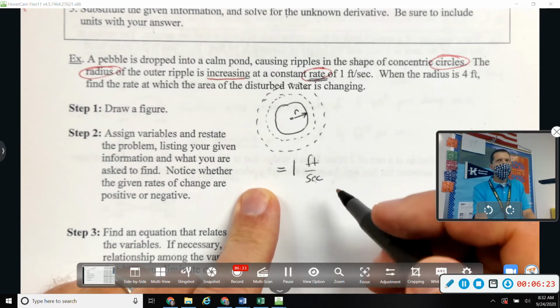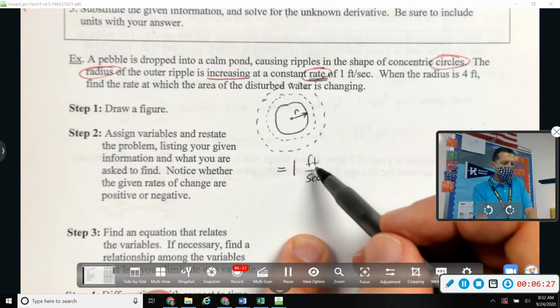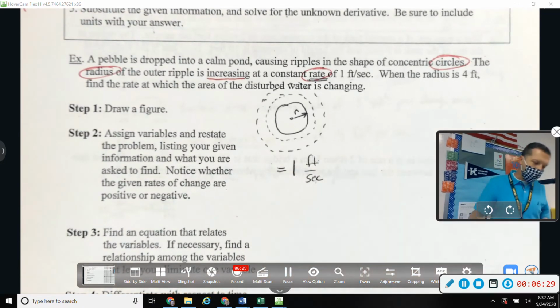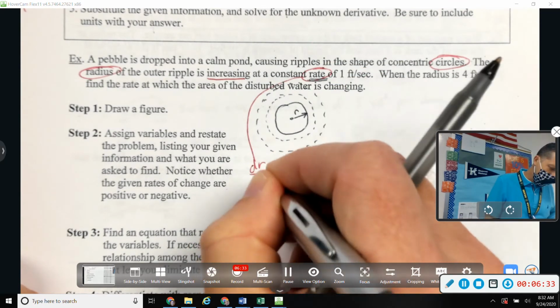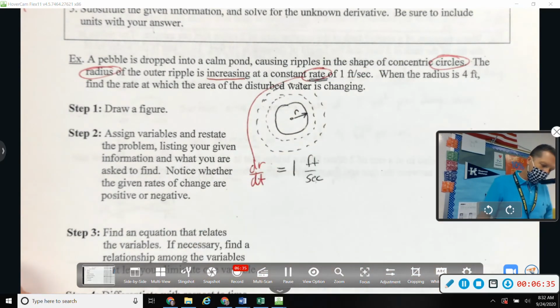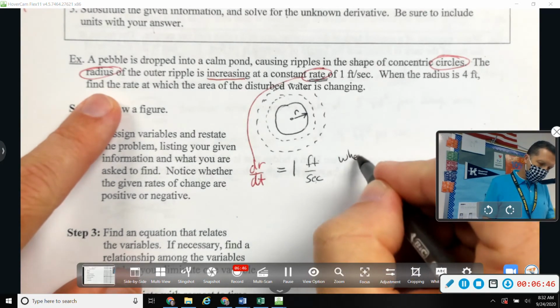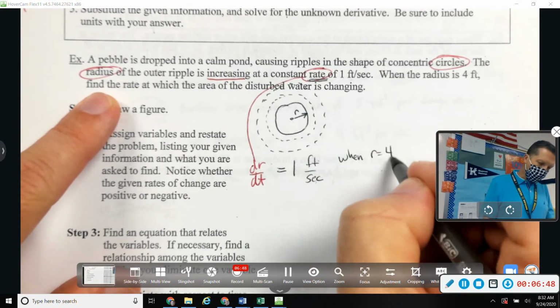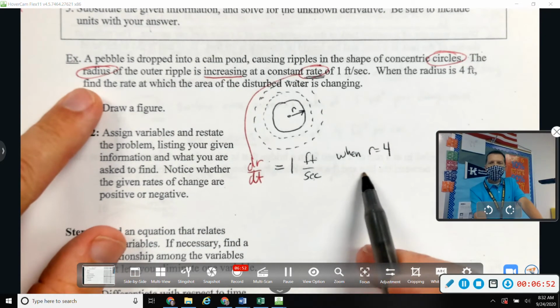Some of you are saying no. No, r would be a foot, not a foot per second. And it said it's a rate, so this is dr/dt. The radius is changing at 1 foot per second. When r equals 4, it's got to have a little bit of English still. We can't translate it all.